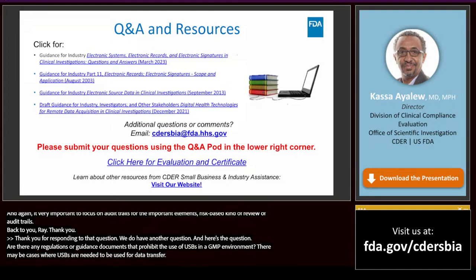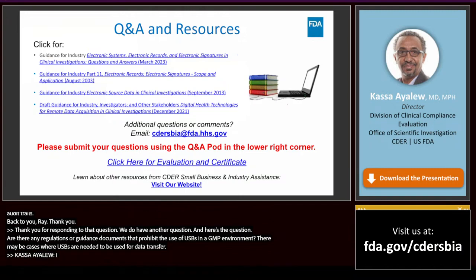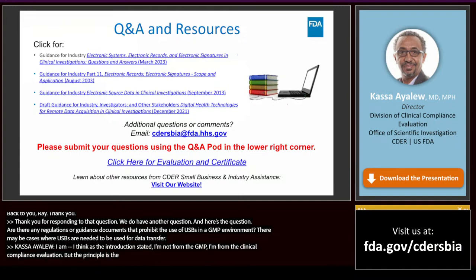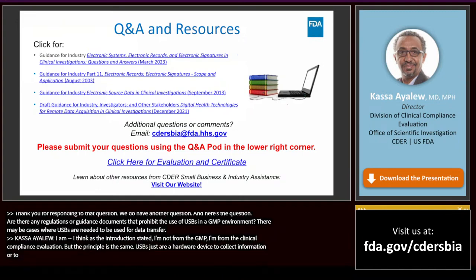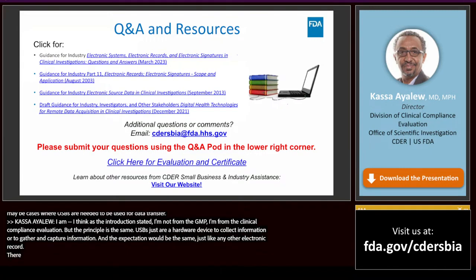I think, as the introduction stated, I'm not from the GMP, I am from the clinical compliance evaluation, but the principle is the same. USB is just a hardware device to collect, gather and capture information, and the expectation would be the same, just like any other electronic record. And there is no regulation that prohibits the use of USB.